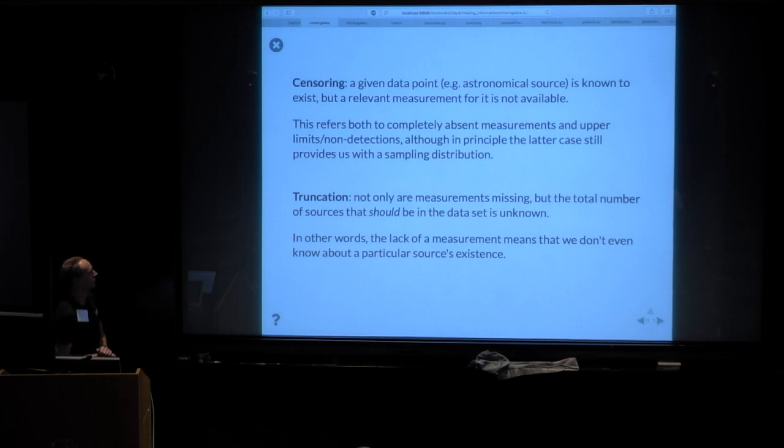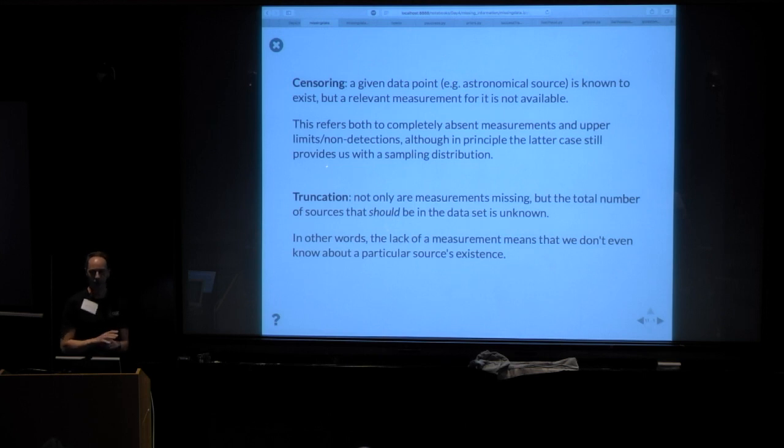Number 2 case is truncation. This is subtly but fundamentally different. Here, it is not just that there are individual measurements for data points that are missing. There are measurements that are missing, and the result of that is that the entire source does not make it into our data set at all. We don't know that it's there.